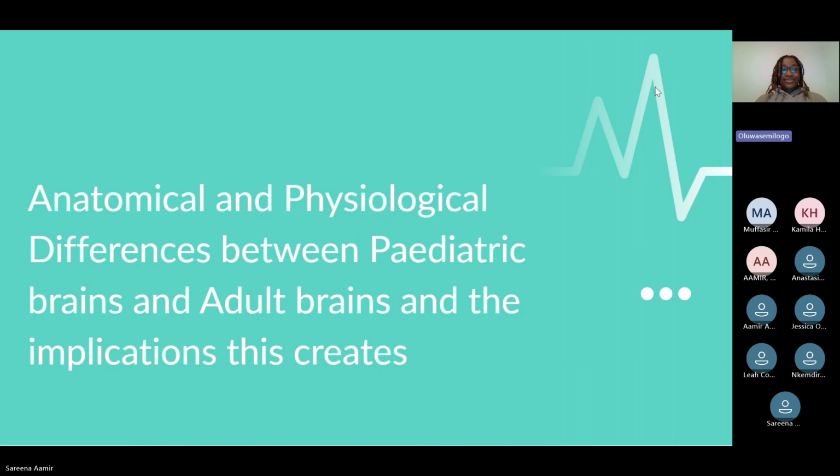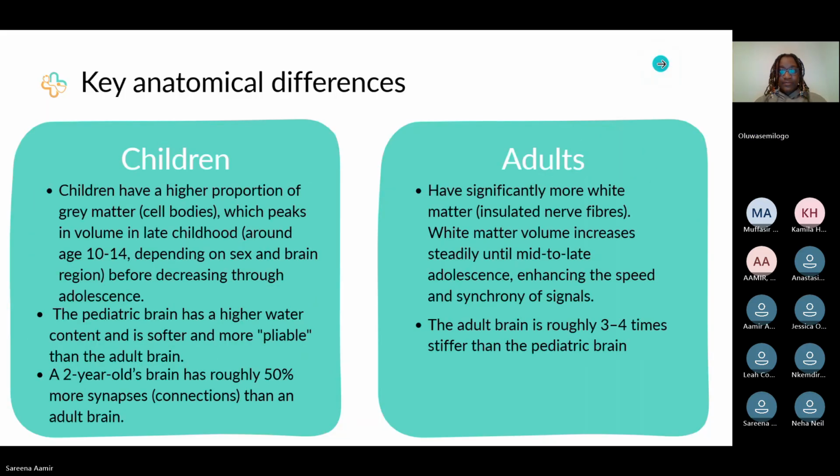Today we'll be talking about anatomical and physiological differences between pediatric brains and adult brains and the implications that these differences create. So, key anatomical differences. Children have a higher proportion of gray matter, which are also known as cell bodies, and this gray matter peaks in volume in late childhood around the age of 10 to 14, but this depends on the sex of the child and the brain region, after which it decreases throughout adolescence.